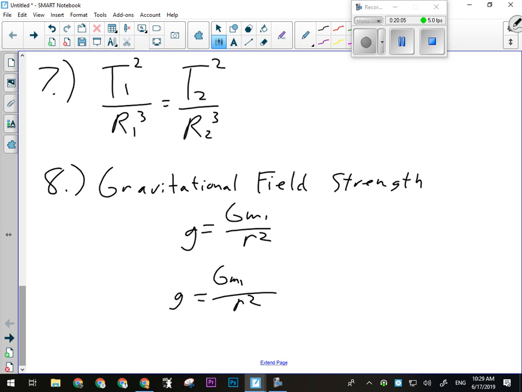Kepler had 3 laws that we went over. This one was the law of periods. He also had the law of elliptical orbits, and he had the law of equal areas, which was the mathematical proof.